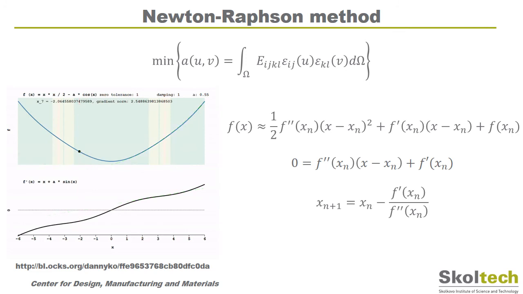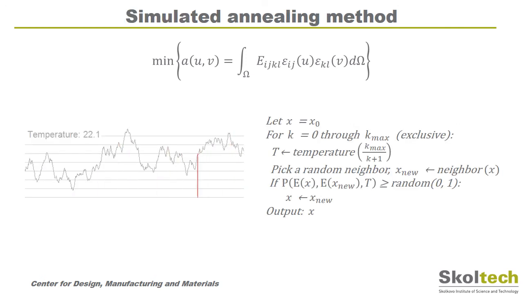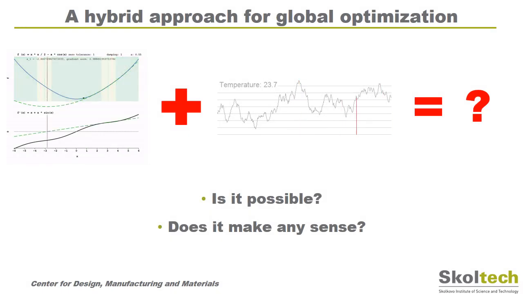Do you know what is the problem of this method? If everything goes well, it brings us to a local optimum. On the other hand, there are probabilistic methods which promise us to find a point that is close to the global optimum. The question here is, can we make a hybrid method out of these two approaches? And does it make any sense at all?